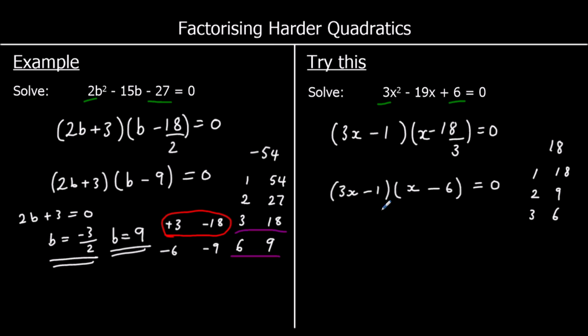Now to solve, either the first bracket is equal to 0 or the second bracket is equal to 0. So what would x have to be for the first bracket to be equal to 0? So if 3x minus 1 equals 0, what is x? So plus 1 to both sides, and then divide by 3, so 1/3. And what would x be for the second bracket to be equal to 0? That would be 6.